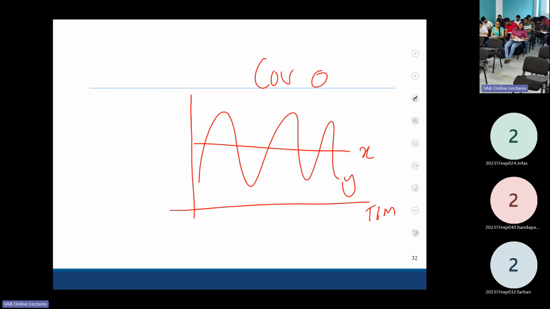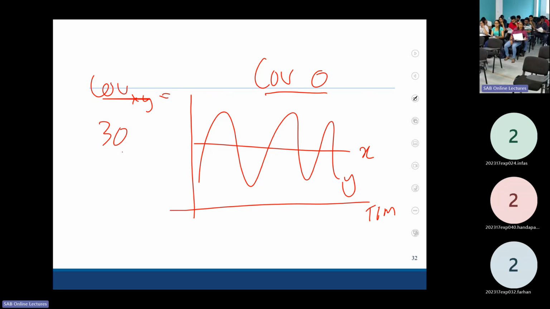The problem with covariance is this. Suppose the covariance between these two stocks, X and Y, is 30. It's just a value, 30. So what can you say by taking this 30? Suppose for these X and Y stocks, you have calculated the covariance, and it is 30. What can you say?